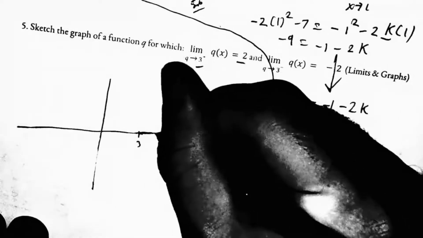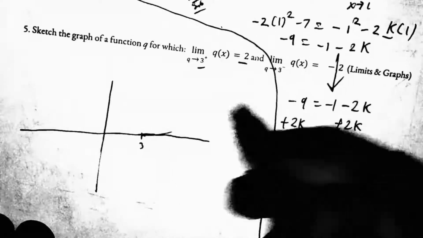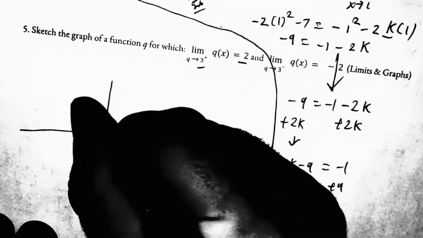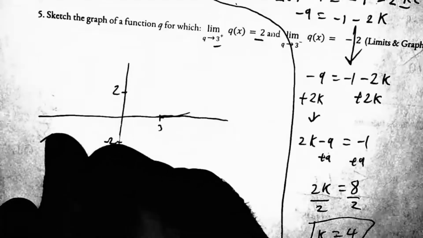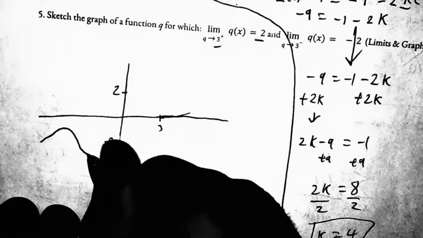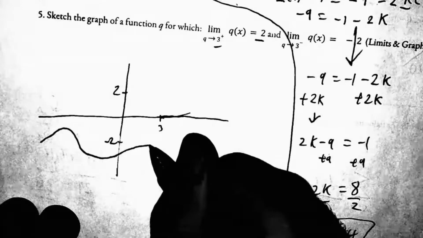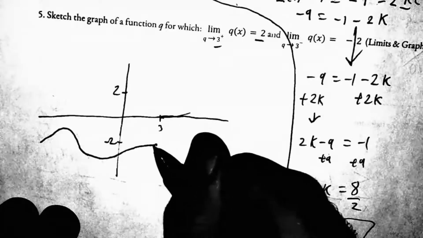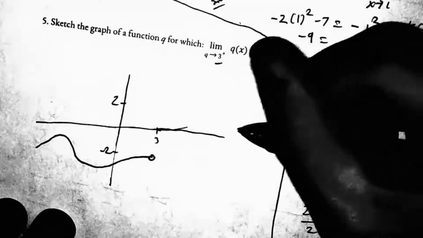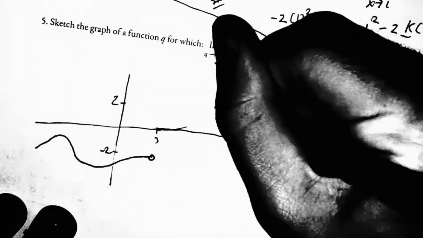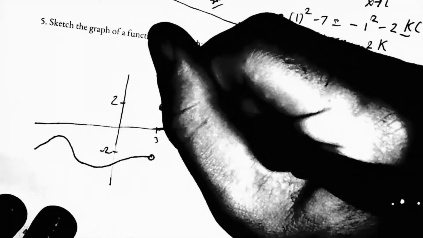So let me stretch this out a bit, and I'm going to start my function from the left. I'm going to mark this as -2, and I'm marking this as 2. I need to make sure that as my function comes to 3 from the left, the limit needs to be -2, and I'm going to put a hole here. Okay, and then I'm going to draw my other function and go from the right, and as I'm approaching 3, it needs to equal 2.